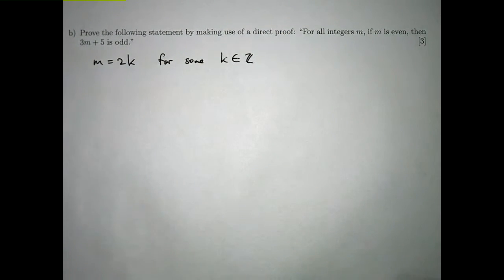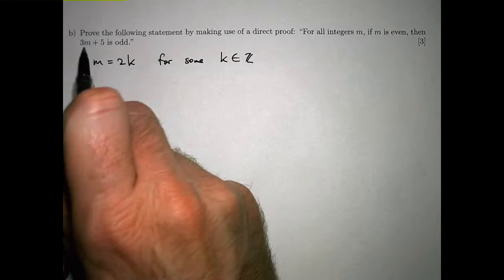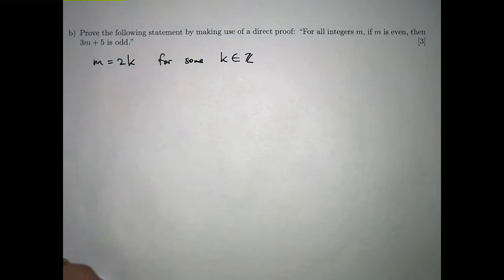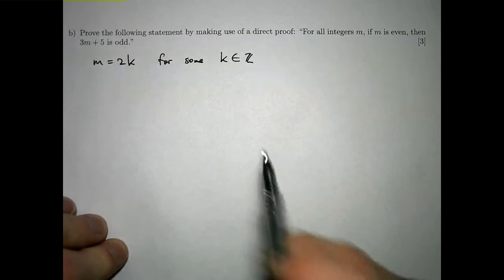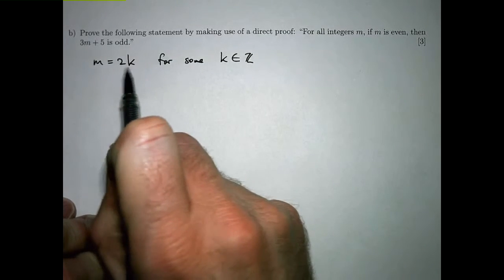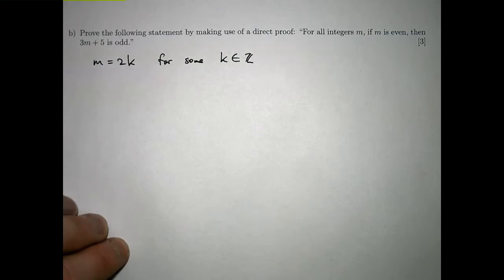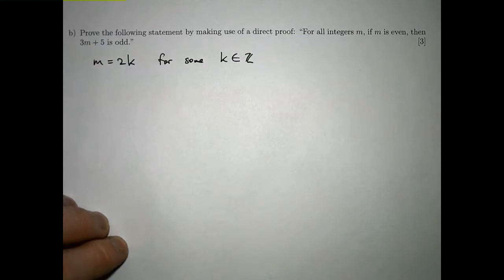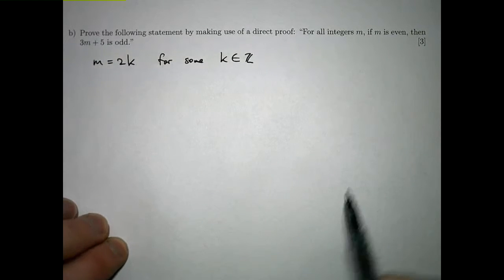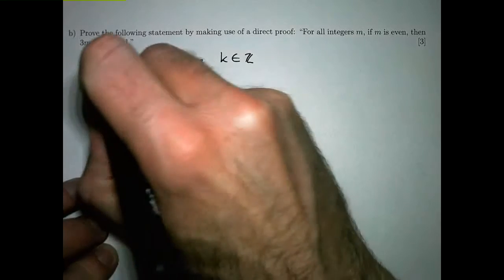How do we write integer k? Well, you either write integer k, or you can say k is an element of the integers. So we know that m is even, so m is equal to 2k. Now we want to show that 3m plus 5 is odd. How do we show that something is odd? Well, the definition of odd, this by the way is the definition of even. It can be written as 2k for some integer k. The definition of odd is that it can be written as 2k plus 1 for some integer k, or 2q plus 1 for some integer q.